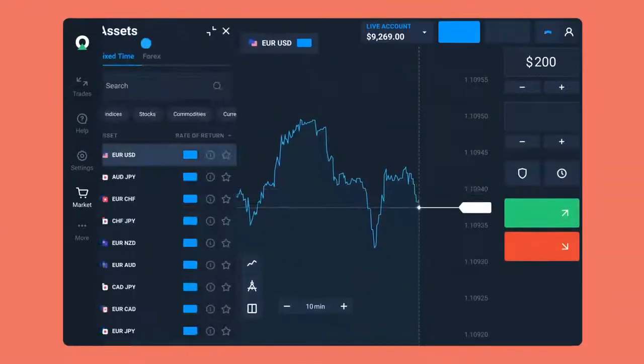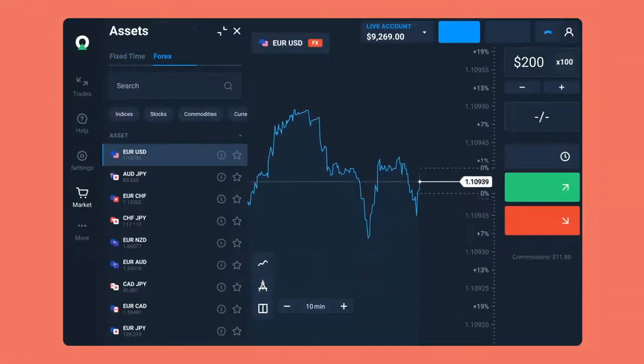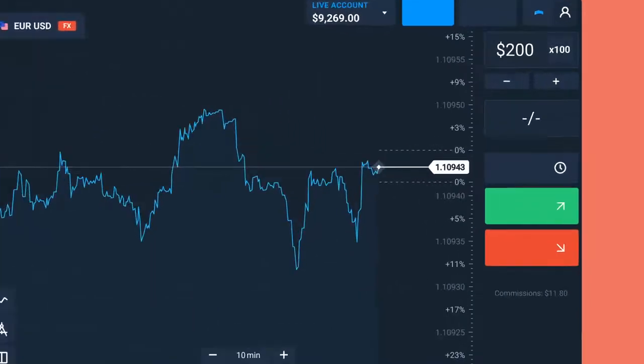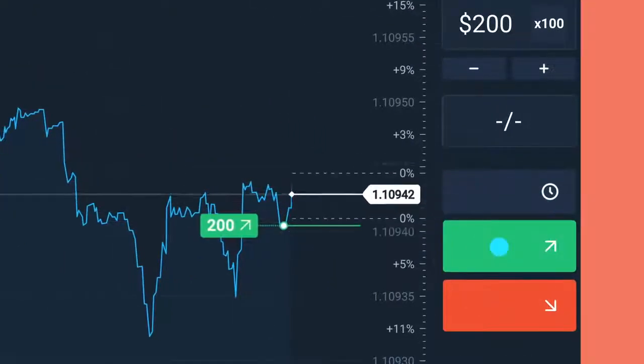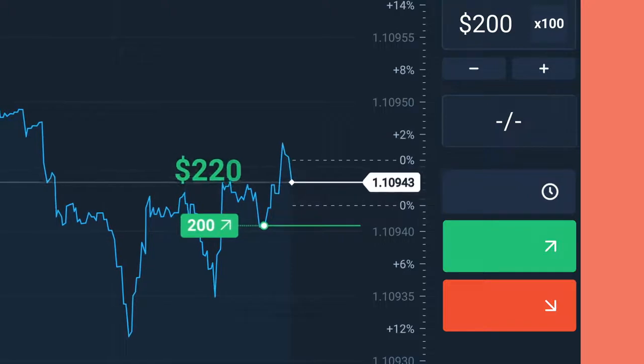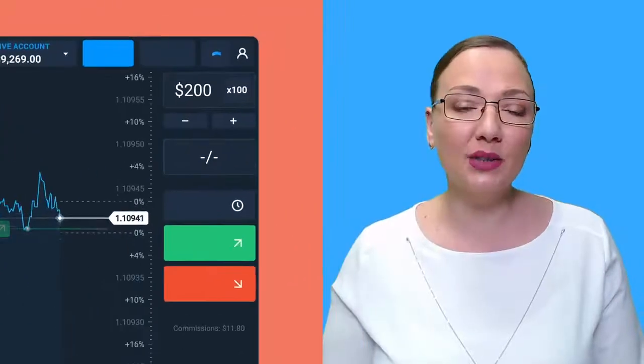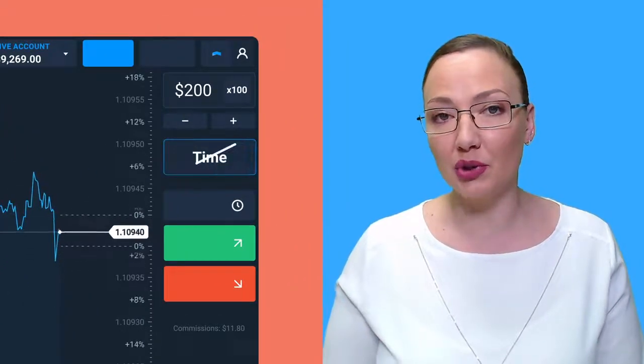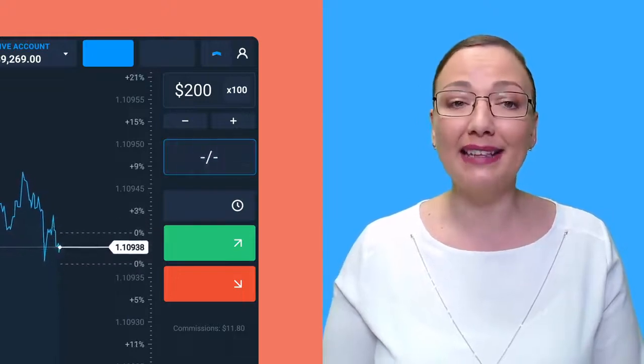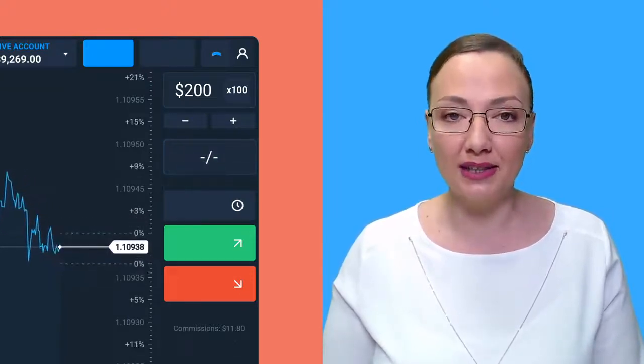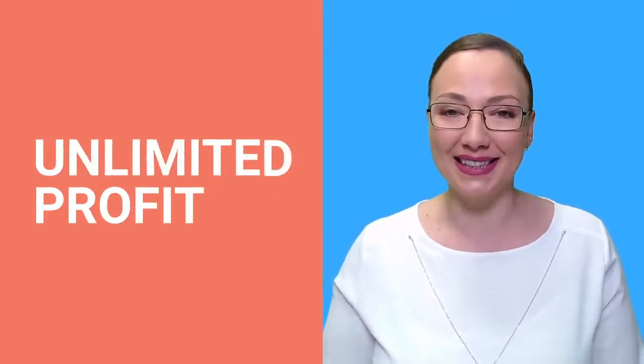The second trading instrument is Forex. Let's see how it's different from FTT. The main difference is that the profit accumulation on Forex depends on by how much, meaning by how far, the price moves in the direction of our trades. There is no expiration time, which means that you can keep your trades open for as long as you like and exit the trades at the most convenient and the most profitable time. So remember, on Forex, the profit is unlimited.